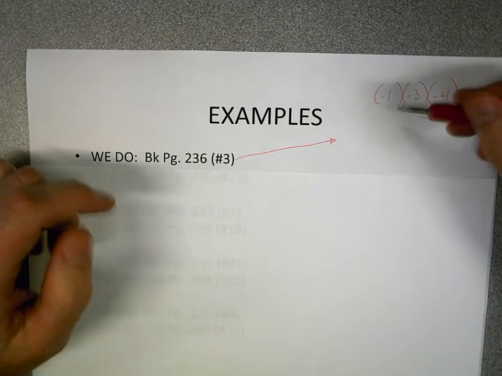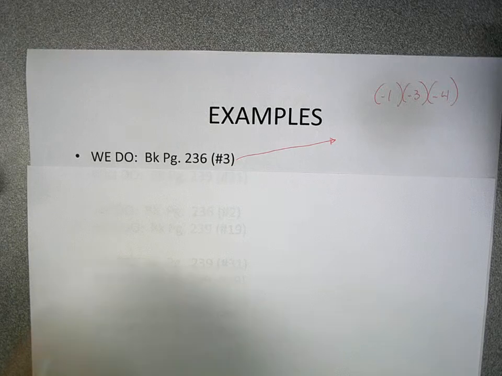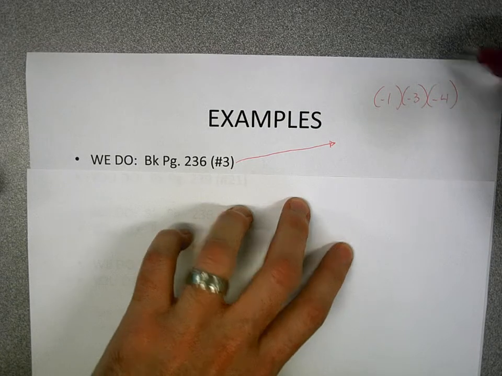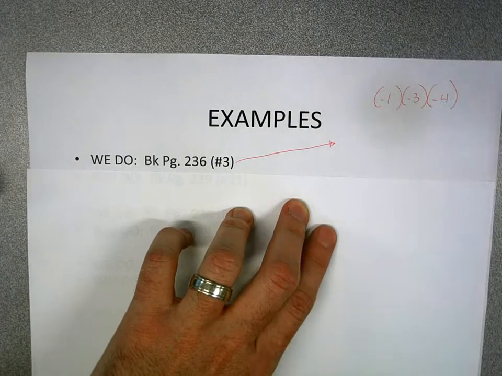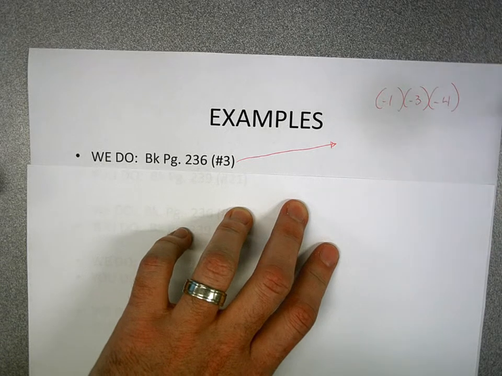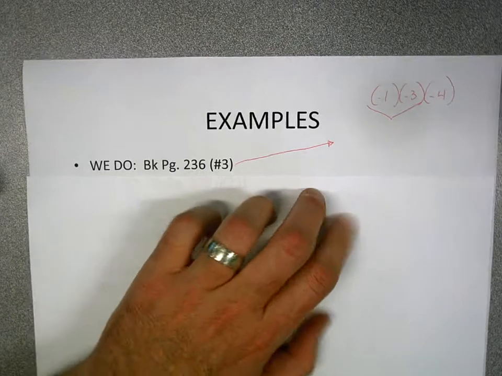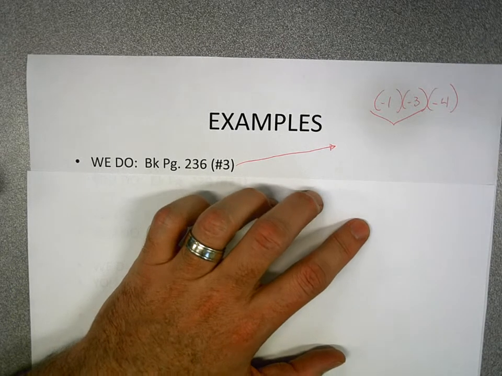Okay, we know it's multiplication because they're separated by parentheses and they're all next to each other. Now I do notice it's all multiplication, so I'm just going to follow order of operations. Since it's all multiplication, I'm just going to multiply left to right, meaning that I'm going to multiply these two first. All right, now here's what we're going to do.